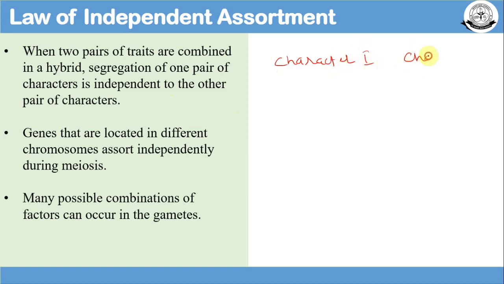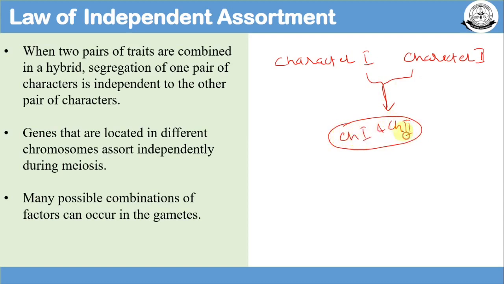When two pairs of traits, character 1 and character 2, are combined in a hybrid which possesses both character 1 and character 2, these characters will segregate in an independent manner, which means character 1 won't depend on character 2 and character 2 won't depend on character 1.